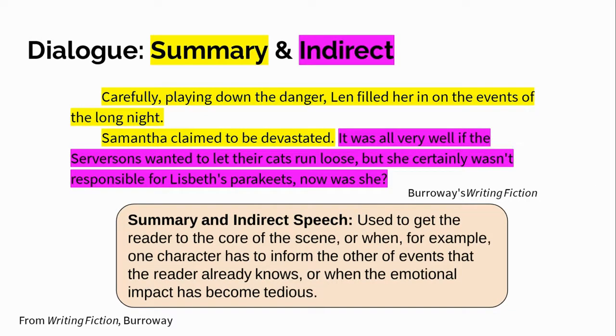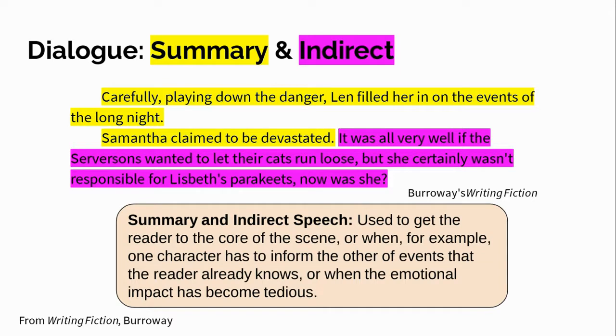So here's a mix of summary and indirect dialogue. Summary is in yellow, indirect is in purple. Carefully playing down the danger, Len filled her in on the events of the long night. Samantha claimed to be devastated. Note how Samantha didn't say anything. If she claimed to be devastated, it would have to be in Samantha's voice with quotes. Oh my God, I was so devastated.